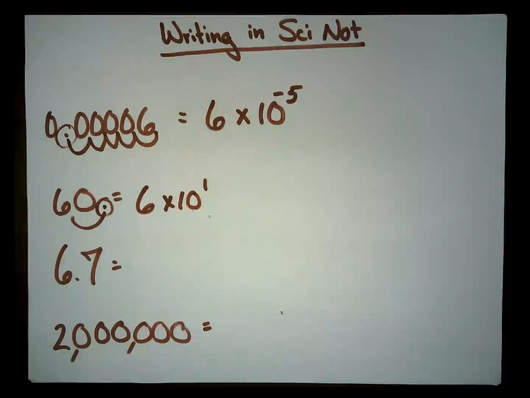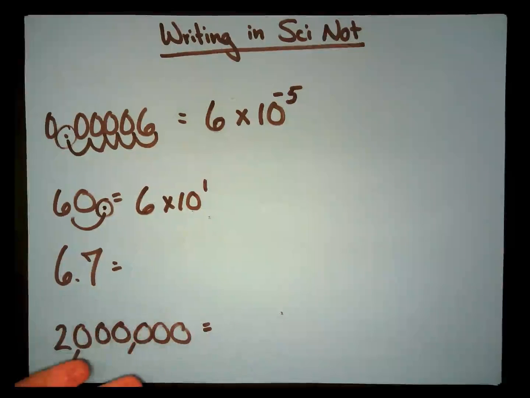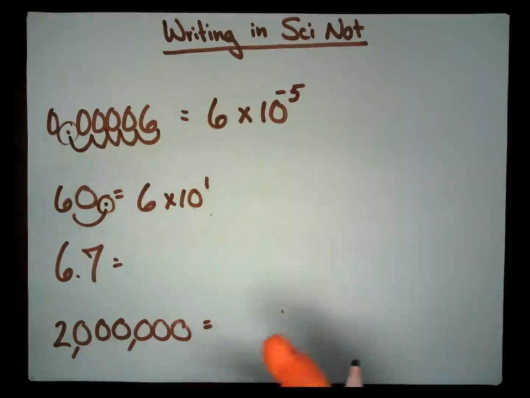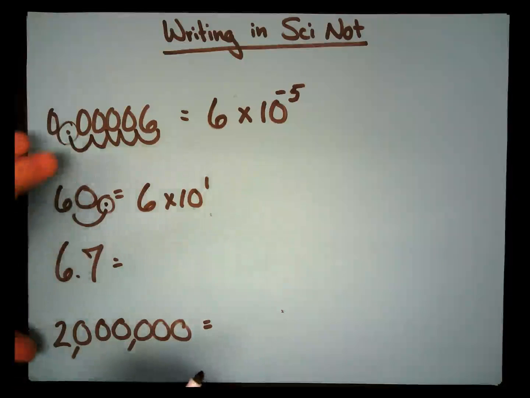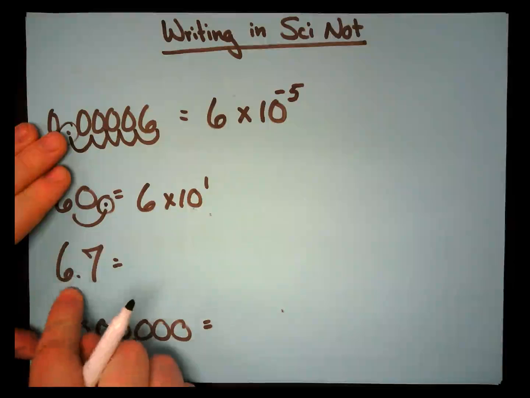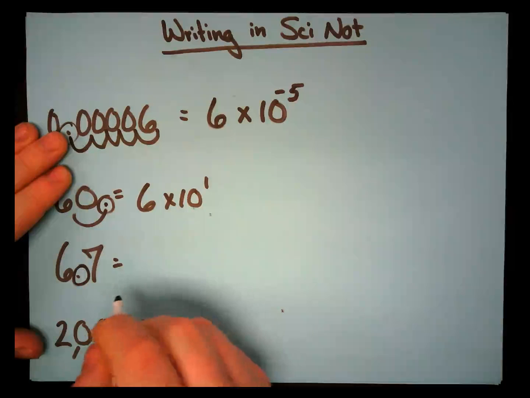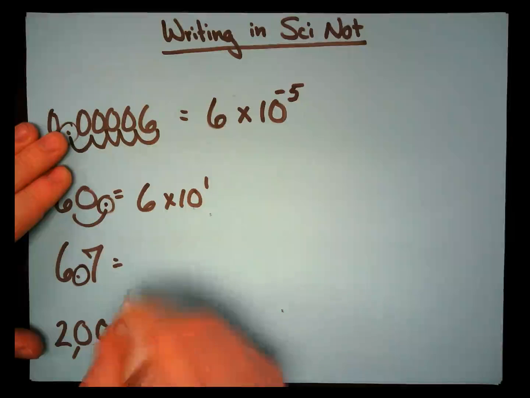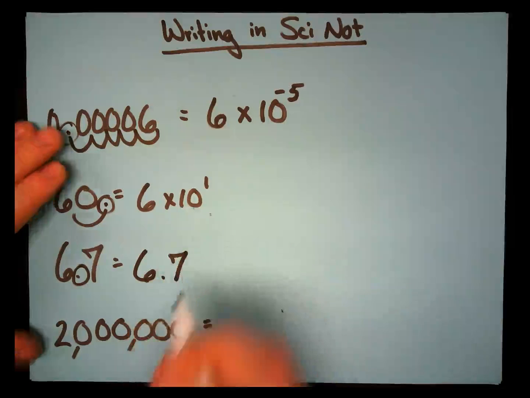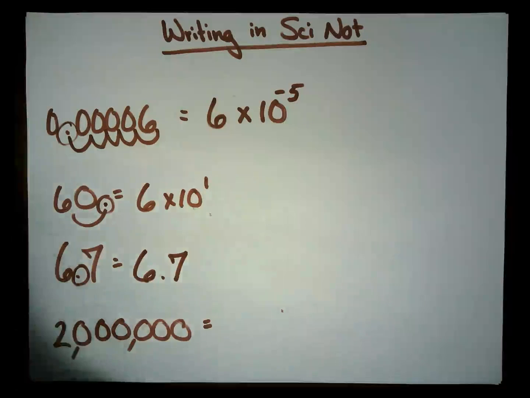Next, 6.7. Why so many 6s? I don't know. I got this off a worksheet. So 6.7 here. Find that decimal. Actually, now looking at it, do we need to do anything here? Nope. That's silly. That's weird that that actually had this.